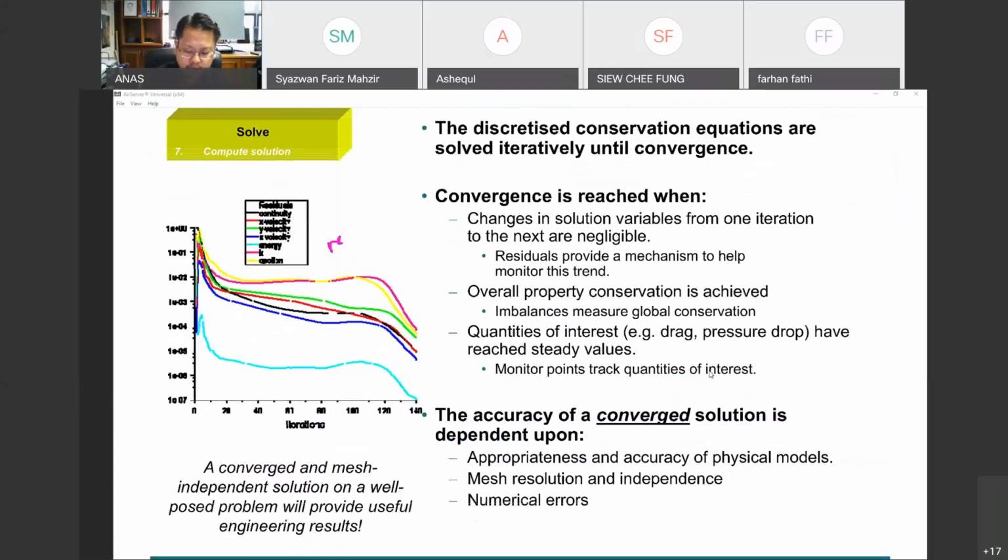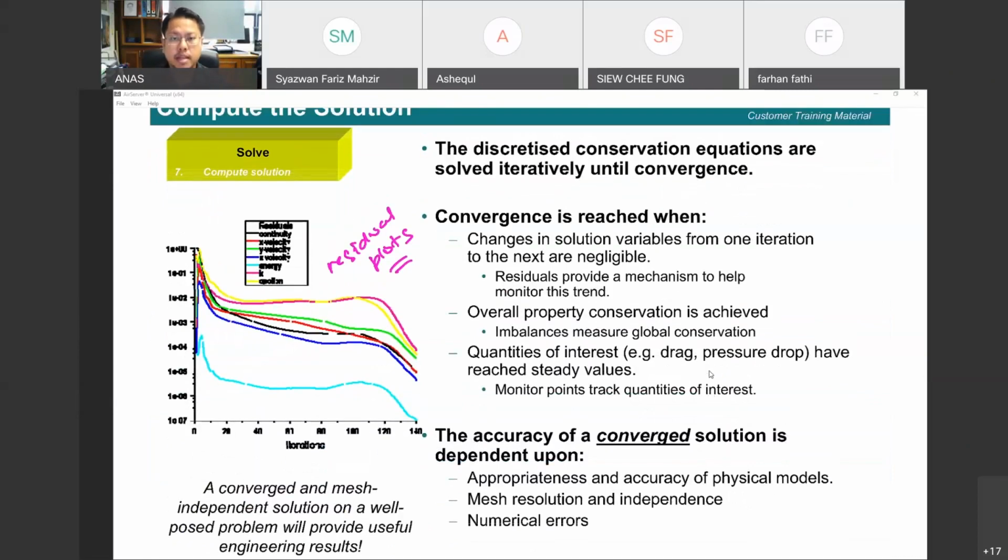This is what we call the residual plots. The purpose of the residual plot, hopefully you understand by now, is to check the convergence. At the start of the calculations, if I zoom in on this part, you will see it fluctuating very violently. Why did this happen? First, because it's trying to reach equilibrium. It's just started, so basically everything is starting at the same time. You need to understand that.